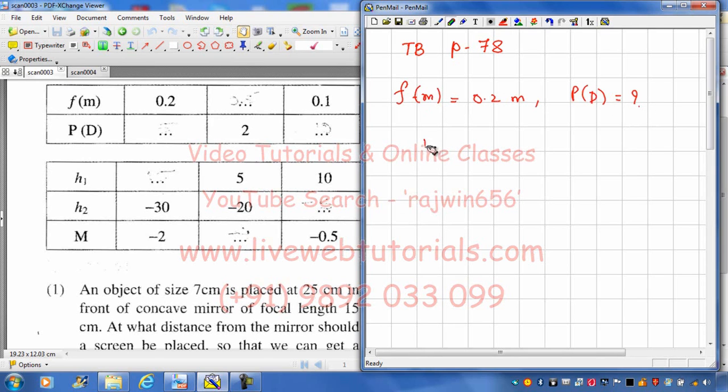Okay, the formula is very simple. Power is equal to 1 upon focal length in meters. This will be equal to 1 upon 0.2. You can shift the decimal to the right. This will become 10 divided by 2. So power is equal to 5 diopters.